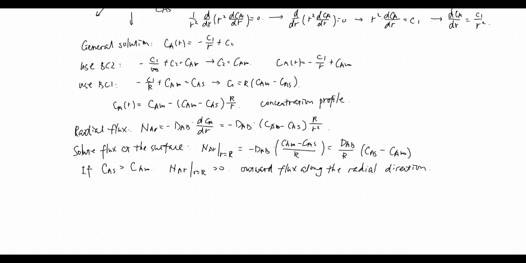Otherwise, if CAS is less than CA infinite, that means the concentration in the bulk is actually larger than the concentration on the surface of the sphere. Then you would have diffusion inwards, into the sphere.